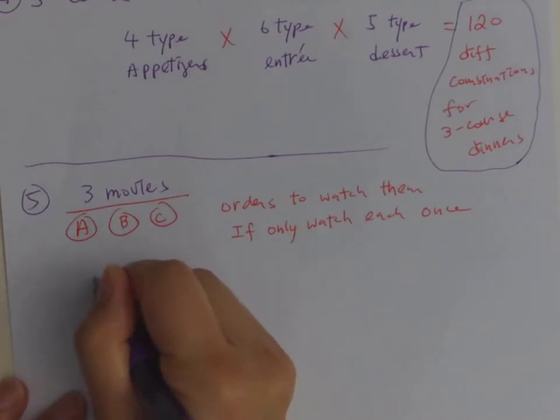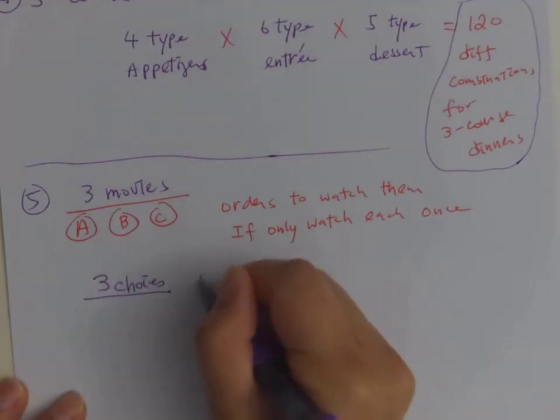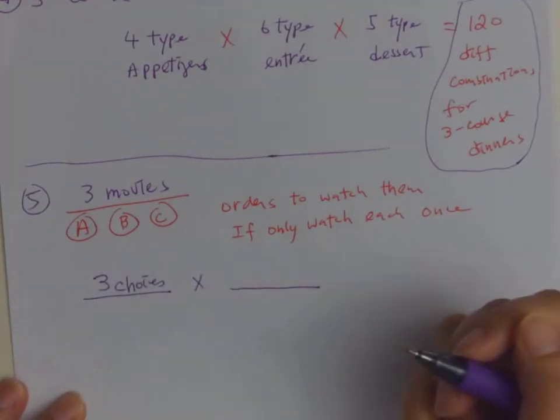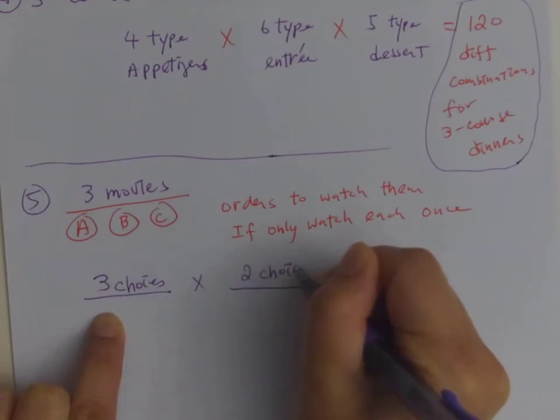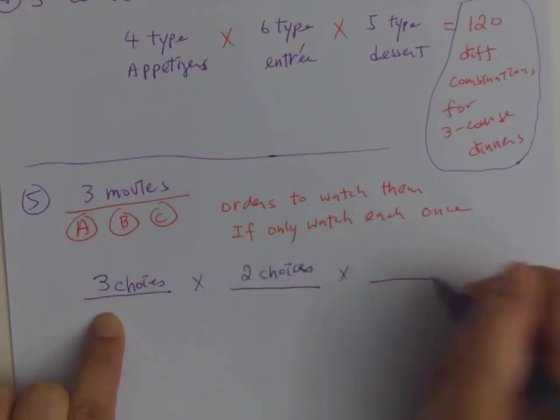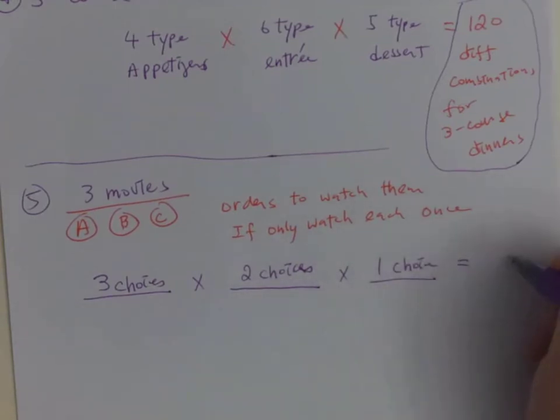So I have 3 choices basically when I watch the first movie, and after that, in the second slot I already watched 1, right? So now I only have 2 choices to pick from. And at the end I already watched 2, so I only have 1 more choice, right? So together we will have 6 different orders.